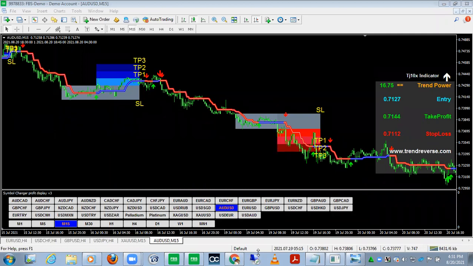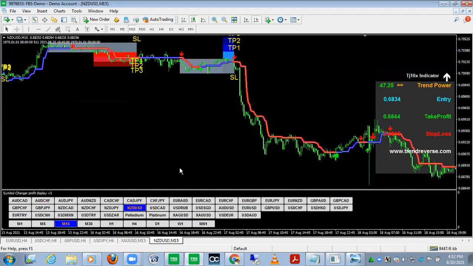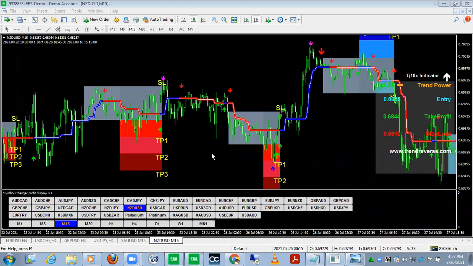Somebody wrote another pair. Okay, NZD USD. NZ, that is New Zealand USD. Okay. Where is New Zealand USD? Let's look for it. Okay, this New Zealand USD. So let's see if the same thing applies to New Zealand USD. Check it. First signal, second signal, third signal. What happened? Boom. Can we see it? What happened? Boom, to the upside.